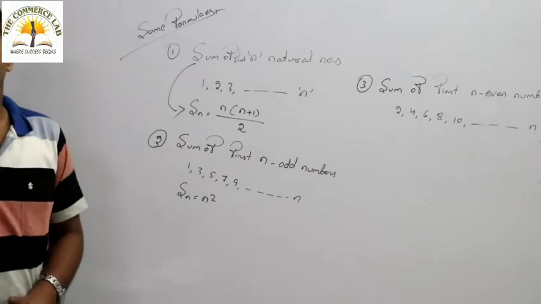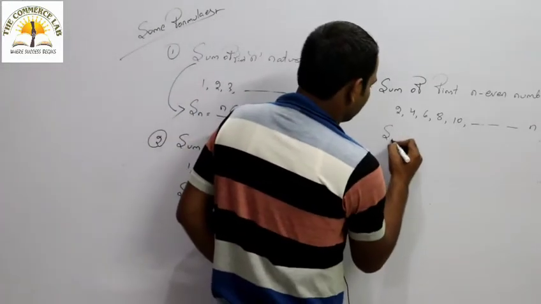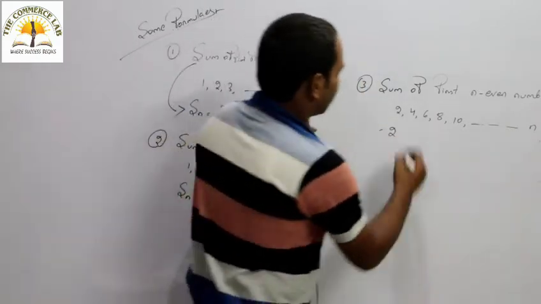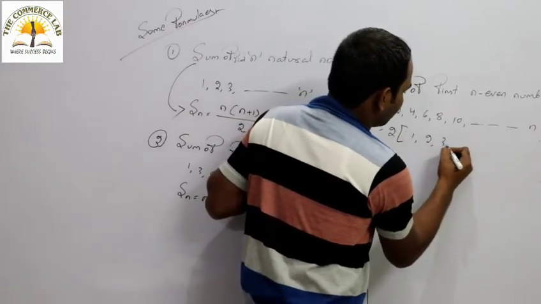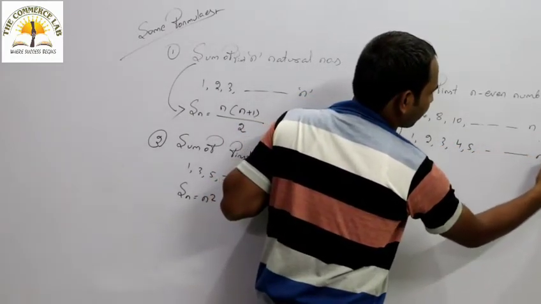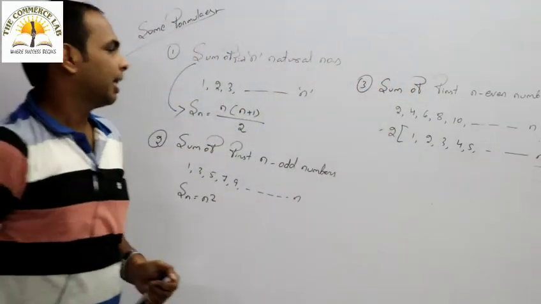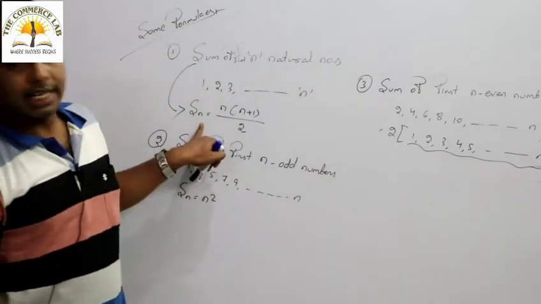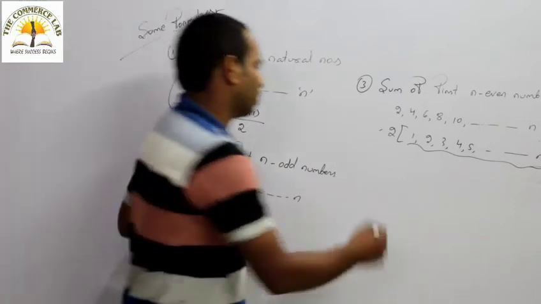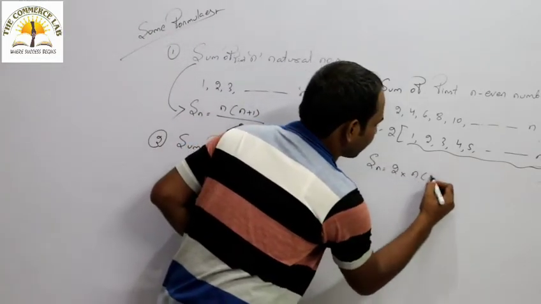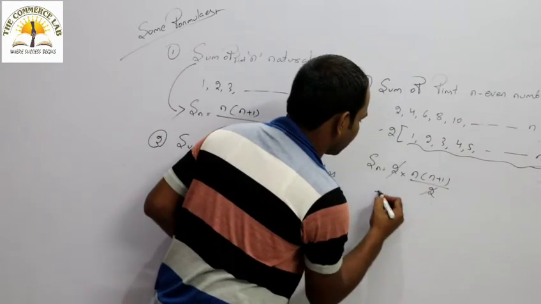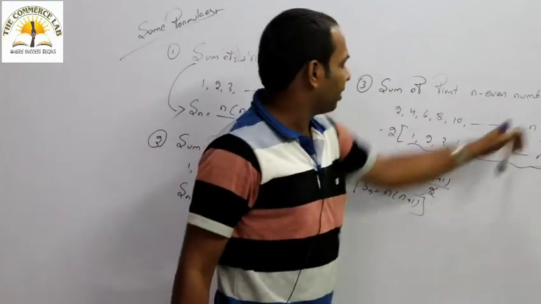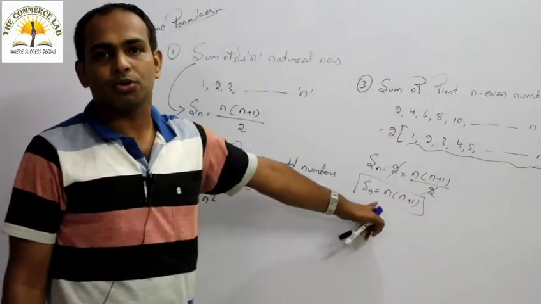Sum of first n even numbers. Here Sn equals, taking the common 2, it will become 2 times (1, 2, 3, 4, 5 up to n). Then this is your n natural numbers, Sn equal to n into n plus 1 by 2. So here Sn equal to 2 into n into n plus 1 by 2. The 2 cancels, n into n plus 1. So the sum of first n even numbers is n into n plus 1.